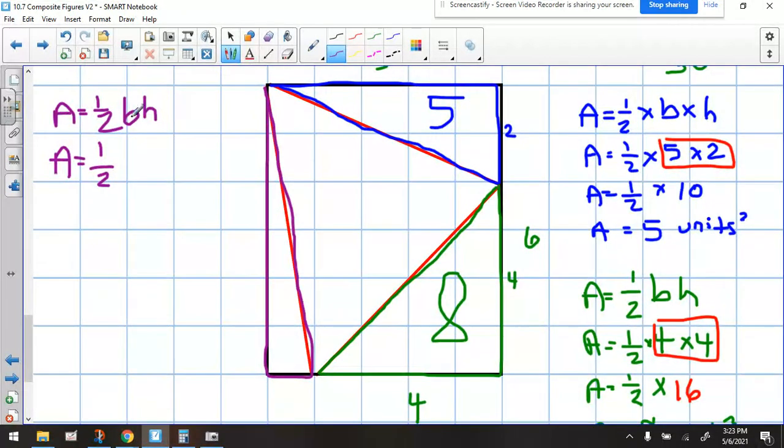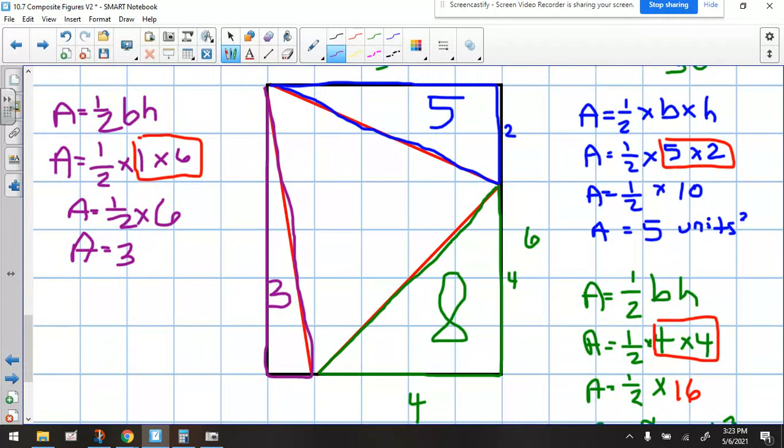We're looking for the lines that are perpendicular to each other. So this line is perpendicular to this line. This is 1, and this is 1, 2, 3, 4, 5, 6. The base is 1, the height is 6. 1 times 6 would be 6. And half of 6 is 3. All right, so let me put a big old 3 in there.